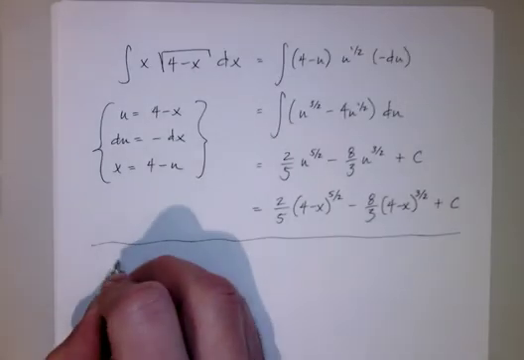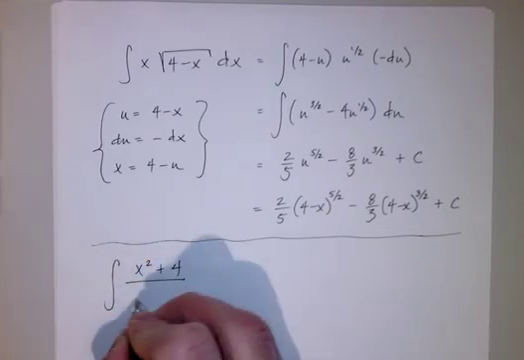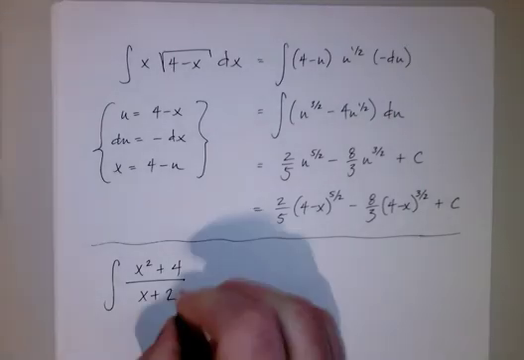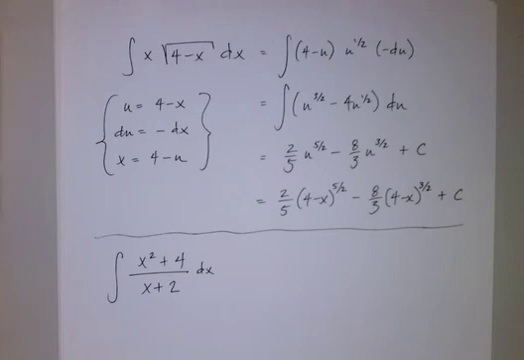How about we have x squared plus 4 over x plus 2 dx. Well, that one's a little bit more difficult. How do you suspect we're going to do that?